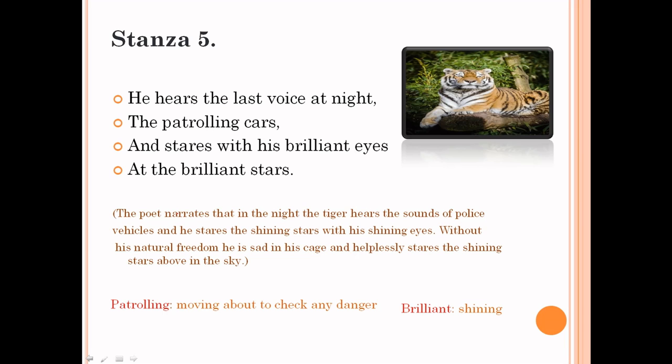So there is a use of enjambment where the line continues to the next line without any punctuation mark as and stares with his brilliant eyes at the brilliant stars. And here is a use of alliteration, means repetition of consonant sound at the start of words, as sound of H. He hears.